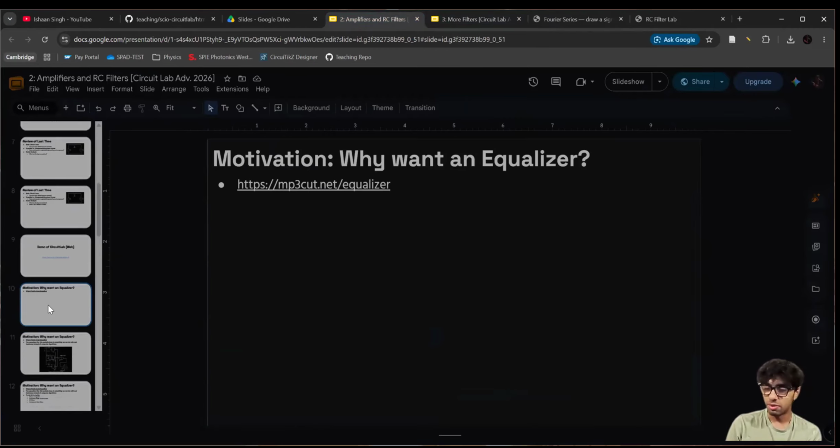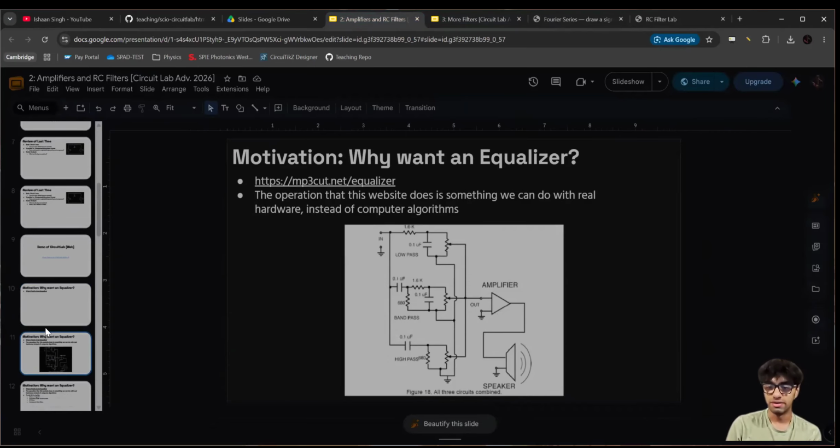We also discussed why we might want an equalizer circuit. You might be interested in turning up the bass in your music or turning up the treble in your music. And this is a way to do that with hardware.